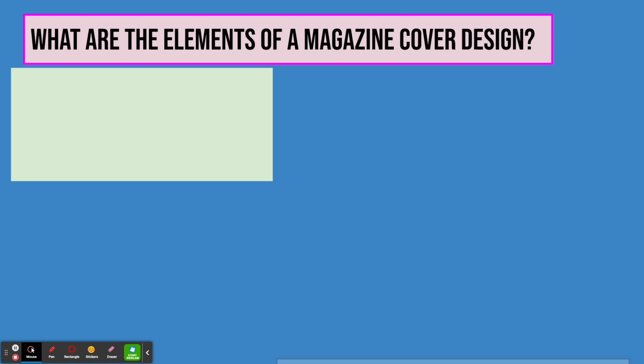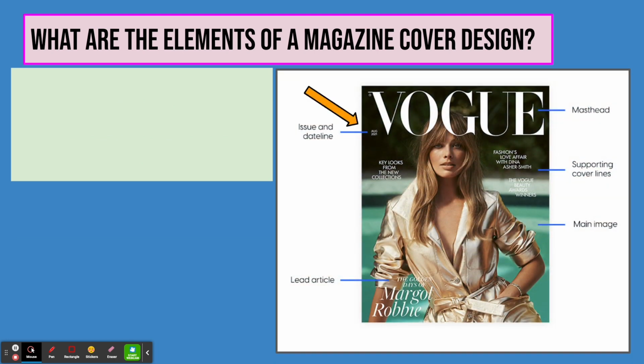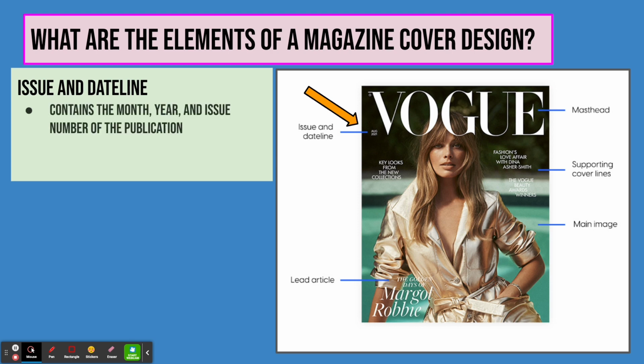So what are the elements of a magazine cover design? Let's move on and talk about the issue and date line. So this section contains the date, month, year, and issue number of the publication. Some magazines like Vogue only specify the month and year as they only publish one issue for each month. And usually some magazines also add the price for this section as well. So it contains month, year, and issue. Most magazines would also add the price to this section, but not always.